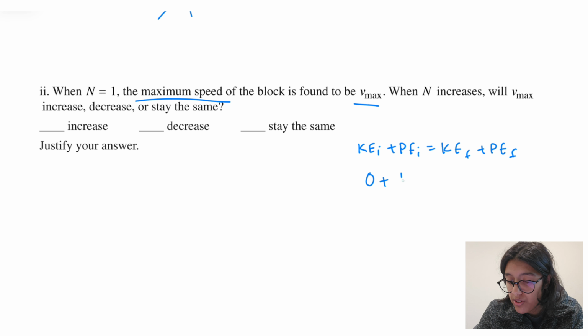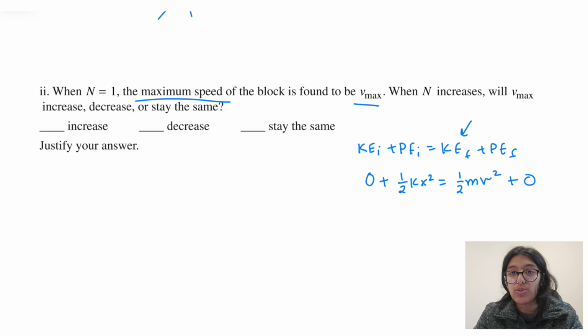Spring potential energy is going to be 1/2 kx squared. I'm just writing the general formula, not substituting any values right now. And I know that the final kinetic energy is going to be 1/2 mv squared. And then final potential energy is going to be 0 because we know that when the block has achieved maximum speed, then potential energy is going to be 0 because all that potential energy would have converted to kinetic energy already. So our equation is just going to be this equation right over here.